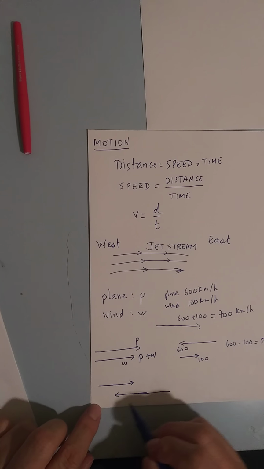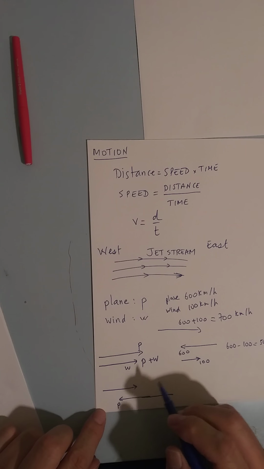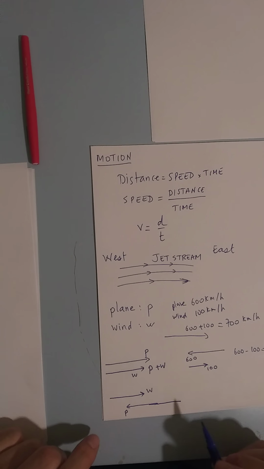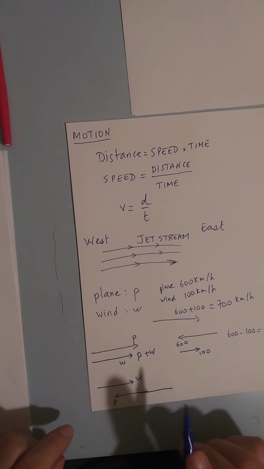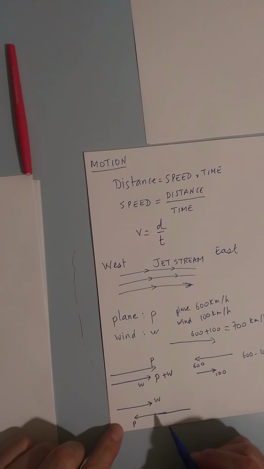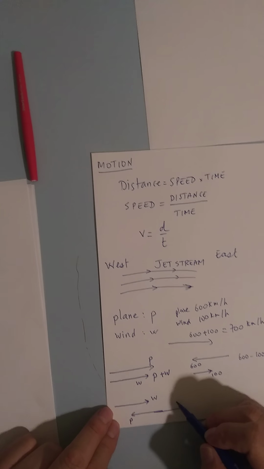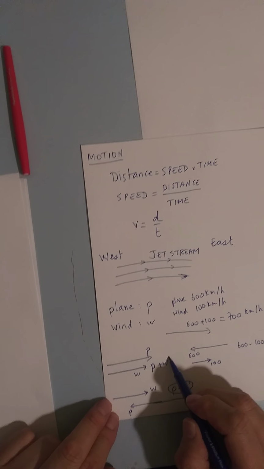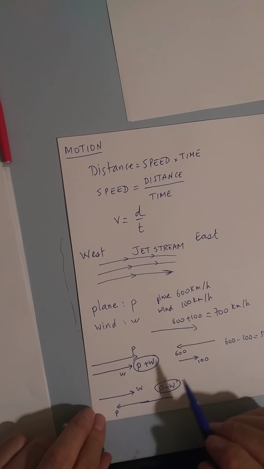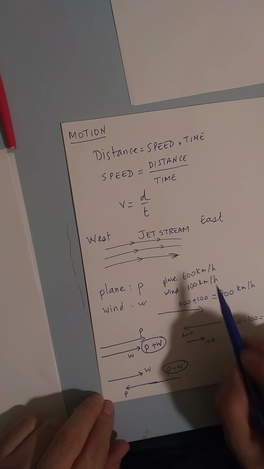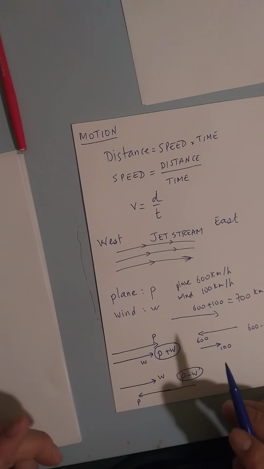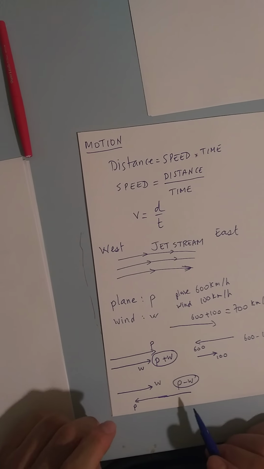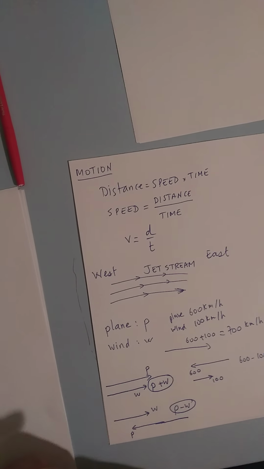we'll make this a little bit longer. Plane, wind. Now the jet stream does not change directions. It always goes from west to east. The net speed is going to be P minus W. Okay, we're going to assume that the plane does not go at an angle, because if it does, that's going to involve trigonometry, and that's a different topic.